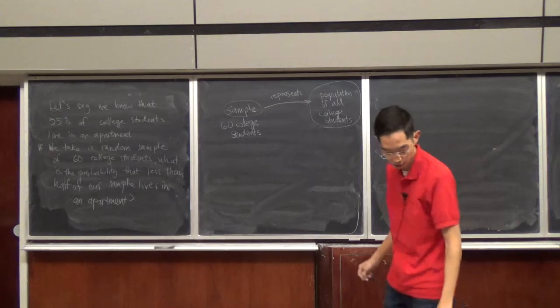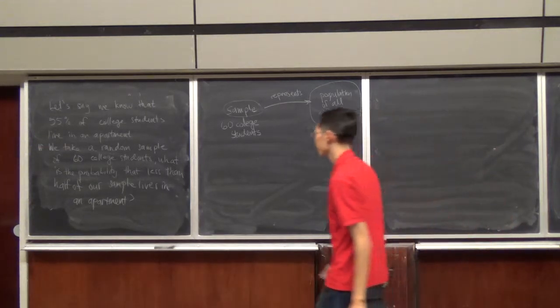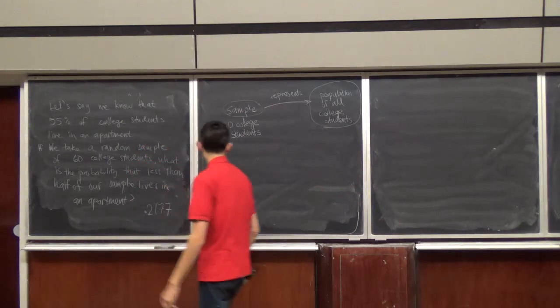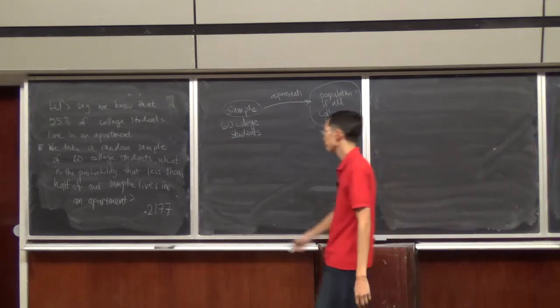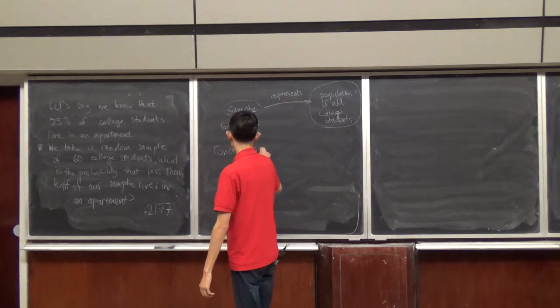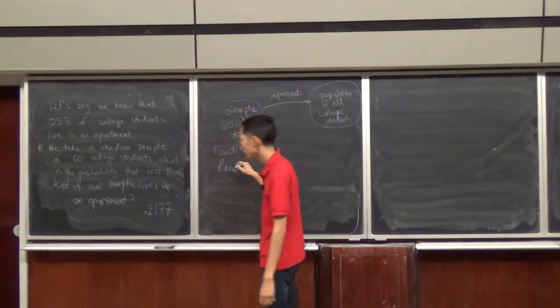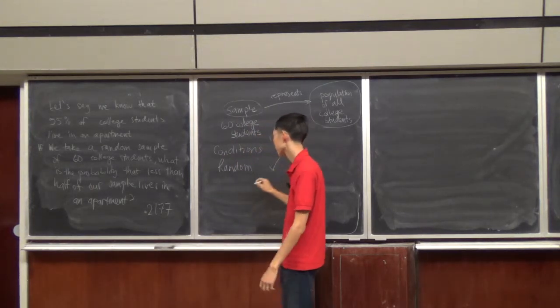.2206. Oh no, .2177. Yes. Okay, so let's check our conditions. All right, first of all, was our sample selected randomly? Yes. Okay.